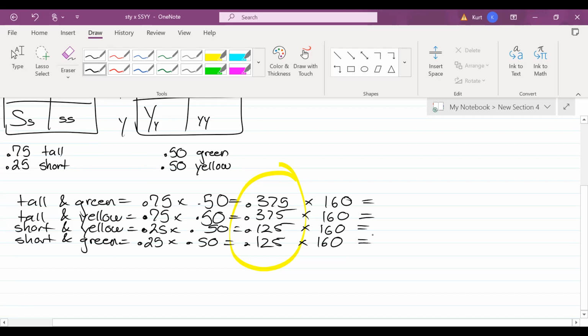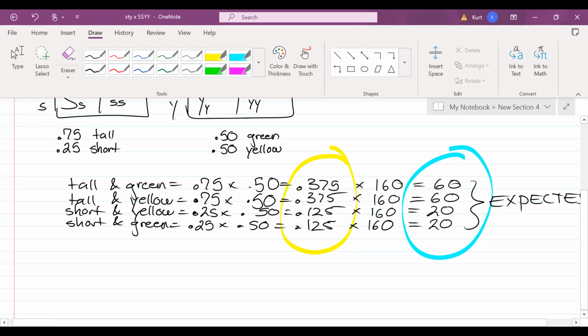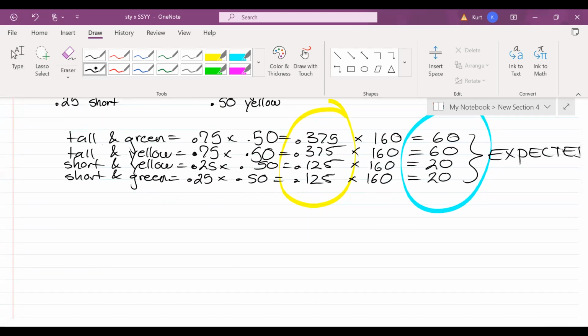So you're going to multiply these predicted frequencies by 160. 0.375 times 160 is 60. 0.125 times 160 is 20. So these are going to be your expected quantities. That is what I have you doing for step two. Any questions yet? No? All right, then you're going to do the whole chi-squared setup. Chi-squared equals the summation of all the observed minus expected outcomes. So we need to set this up.